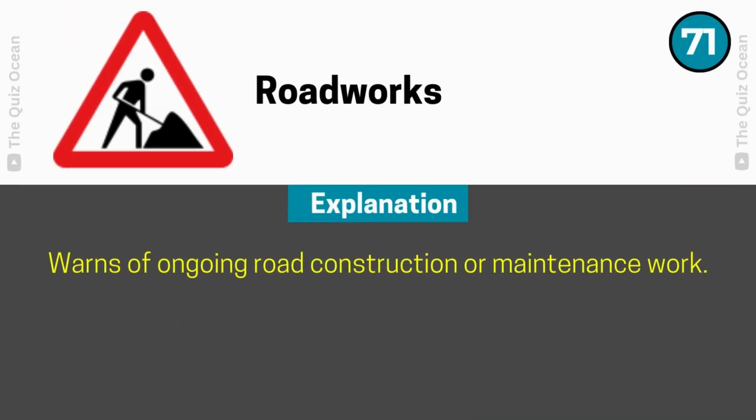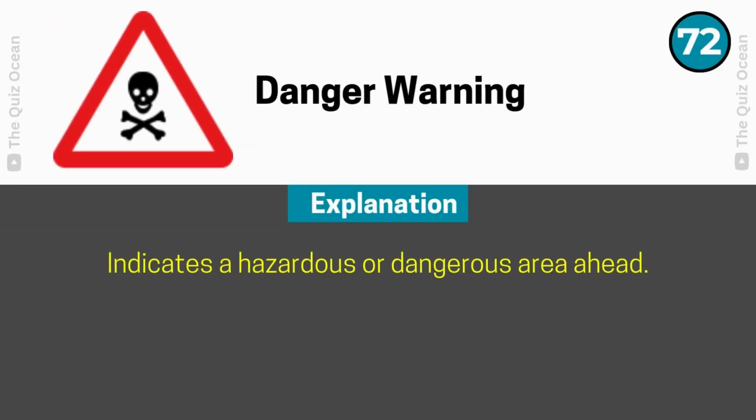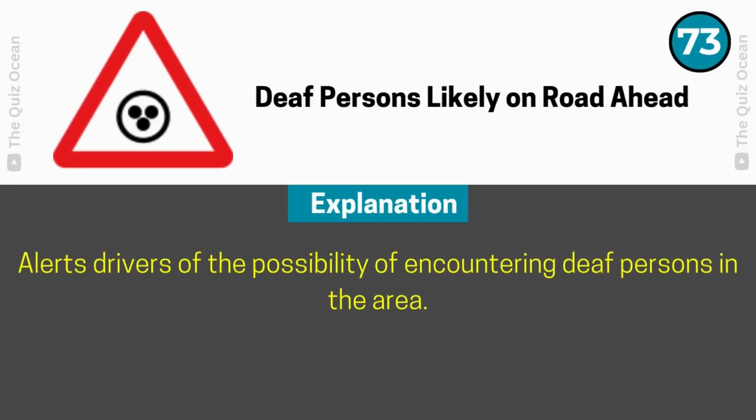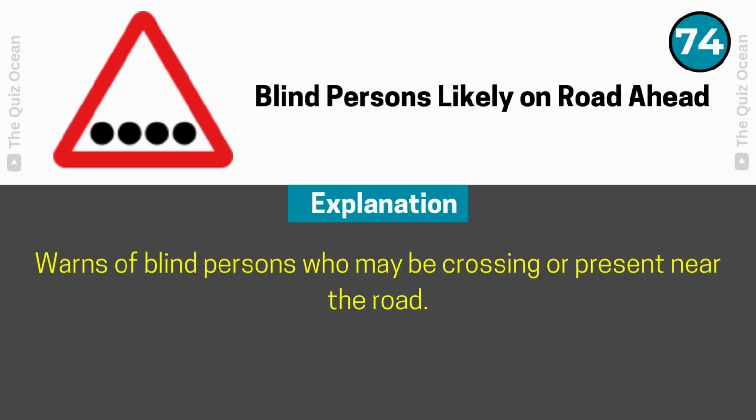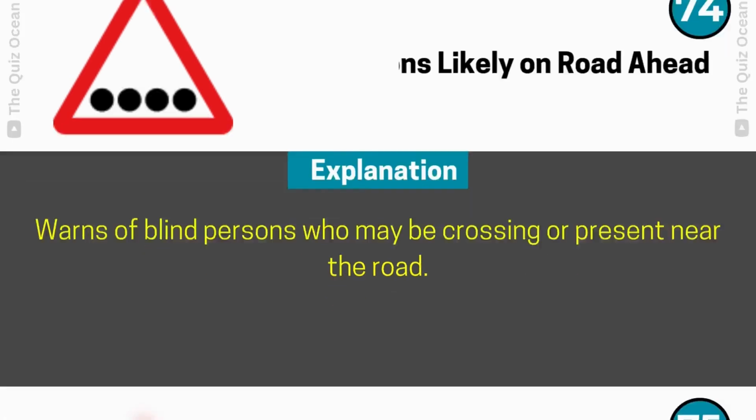Roadwork sign warns of ongoing road construction or maintenance work. Danger warning sign indicates a hazardous or dangerous area ahead. Deaf persons likely on road ahead sign alerts drivers of the possibility of encountering deaf persons in the area. Blind persons likely on road ahead sign warns of blind persons who may be crossing or present near the road.